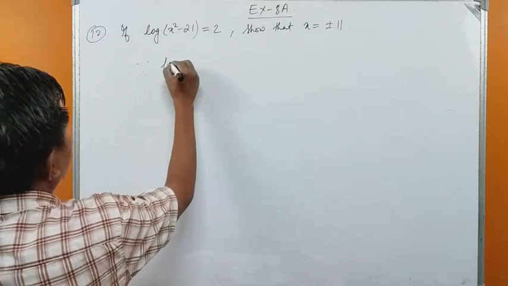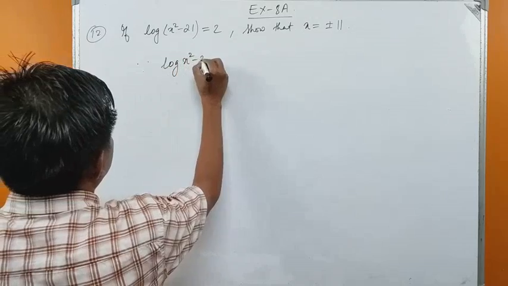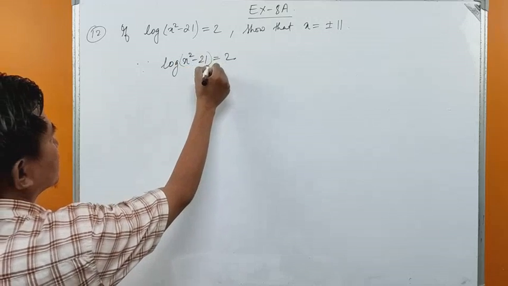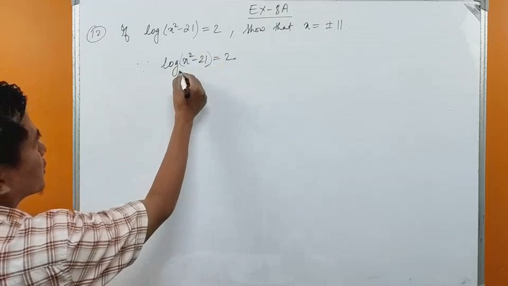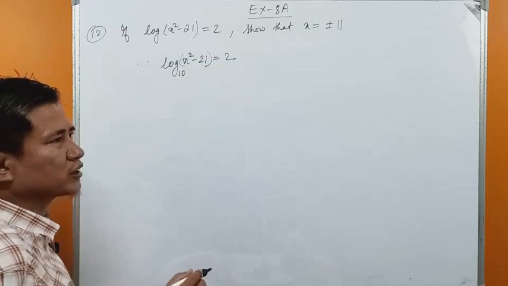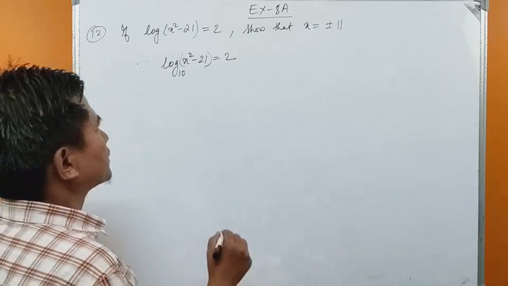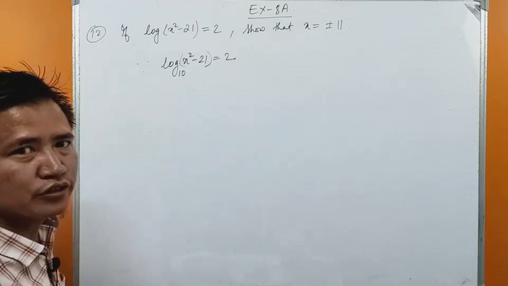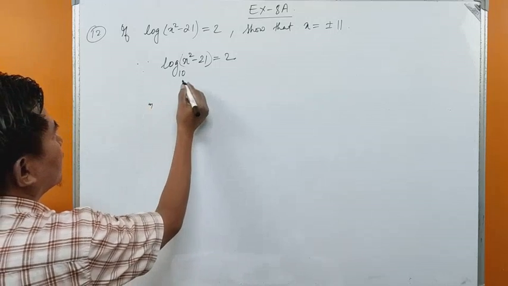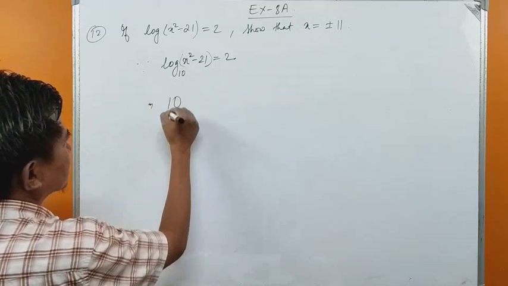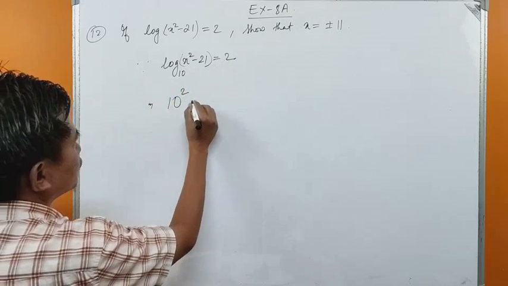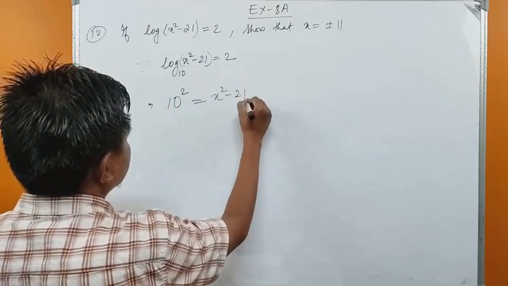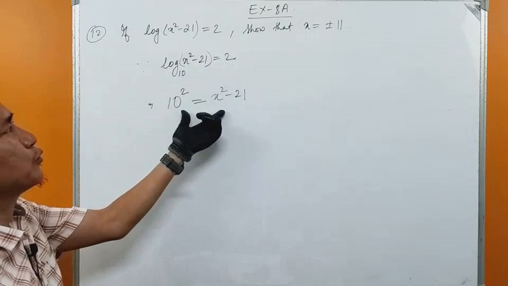Since log of x square minus 21 equals to 2, isn't it? So the base of this log is not given, isn't it? Base of this log is not given, means we must understand the base is 10. If the base of log is not given, then we must understand the base is 10. So this is in logarithmic form, so let us convert this into exponential form. This base 10 remains as base, this power comes here 2, this number goes to the right hand side, x square minus 21. Okay, I'm changing this into exponential form.